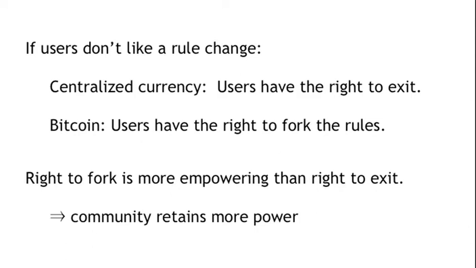With Bitcoin, because it operates in an open source way, you have the right to fork the rules. That means you and perhaps some of your friends or colleagues can decide that you'd rather live under a different rule set, and you can fork the rules and go a different direction from where the lead developers have gone. The right to fork like this is more empowering for users than the right to exit. You can exit if you want, but you have the right to fork, and that actually gives you more power.